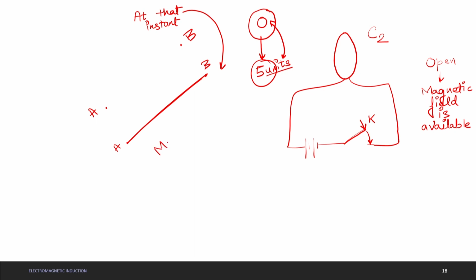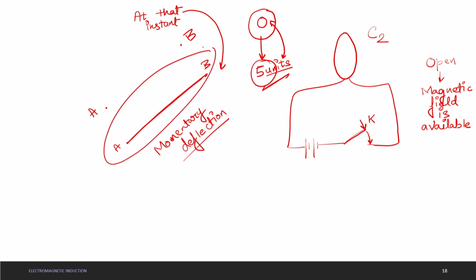Why was the deflection momentary? Momentary deflection was involved because the time it took the magnetic field to attain its stability at these 5 units was very short, and in that short time there was a relative change, and because there was a relative change, there was an induction, and hence there was a current. As 5 units was achieved and the magnetic field was stabilized, the magnetic field is stationary, hence there is no movement, hence there is no induction. So, this is the concept involved.